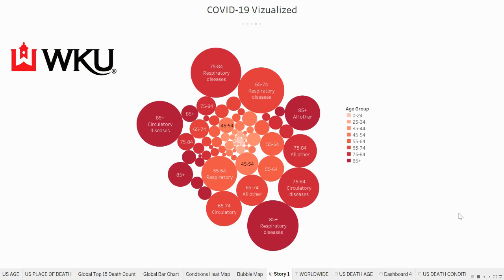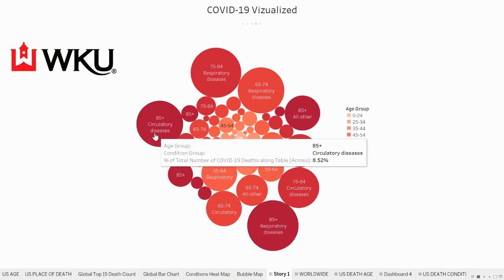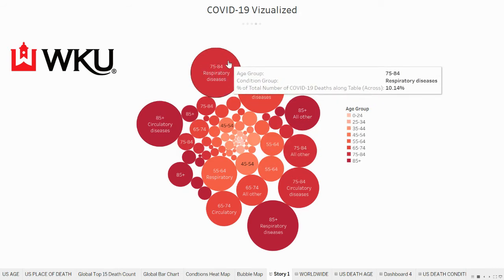So just based on this visualization, which is again pulled directly from the CDC and put into this really powerful program, you can see here that the largest group of conditions related to coronavirus was the 85-year-old and up with respiratory diseases. So that's what stands out immediately. You can see that 10.44% of that total number of US deaths is related to 85-year-old and up with respiratory diseases, circulatory diseases, and then 75-year-old to 84 with respiratory diseases.